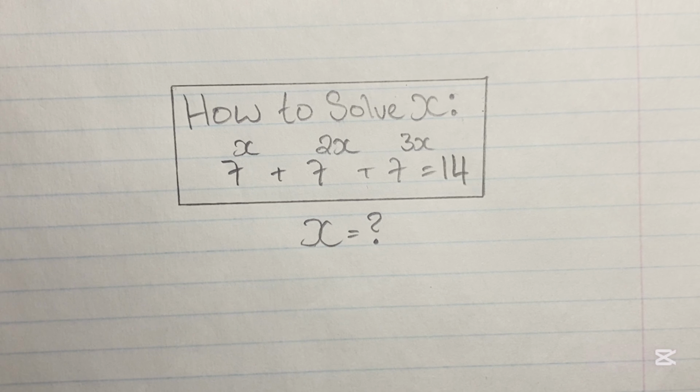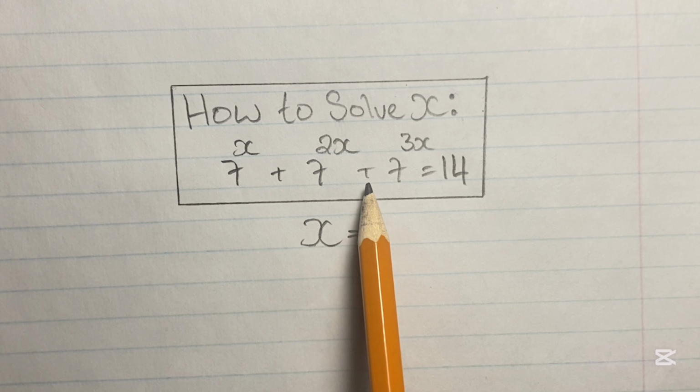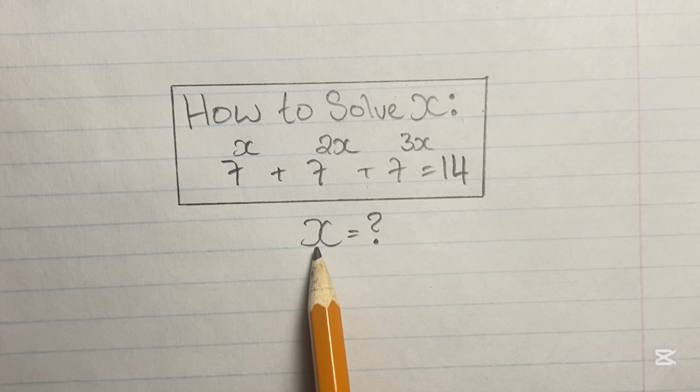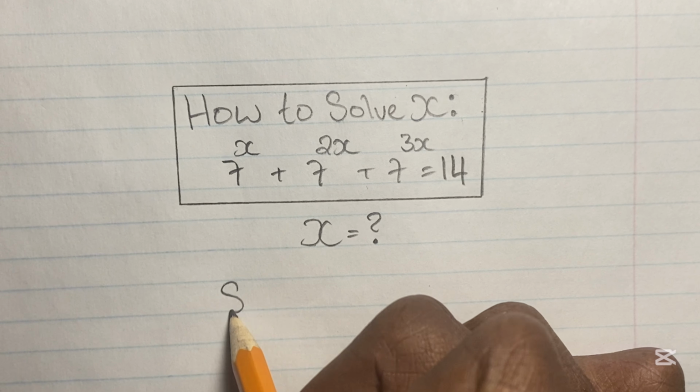Here we have another algebraic exponential equation that we're going to solve. In this equation we have 7 to the power of x plus 7 to the power of 2x plus 7 to the power of 3x is equal to 14. And we are given to find the value of x.